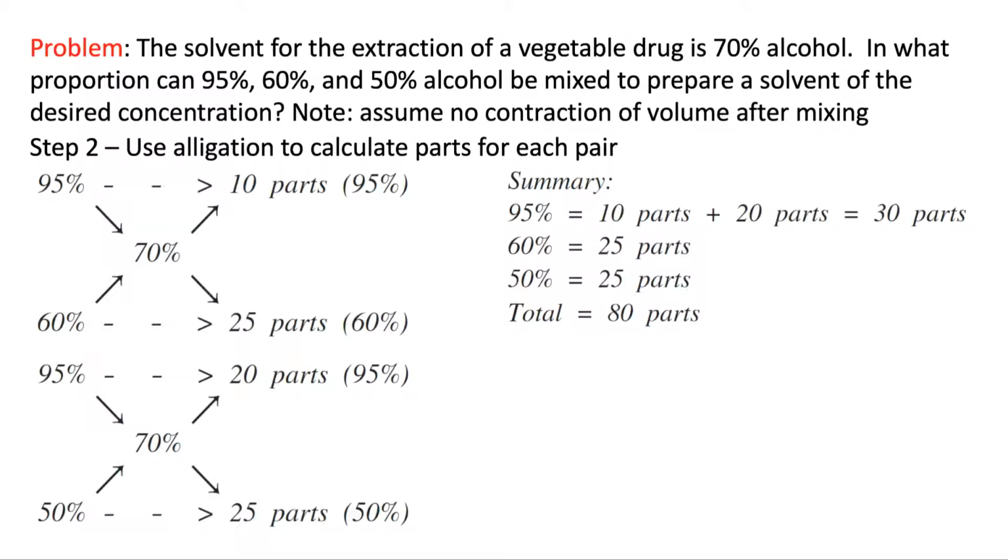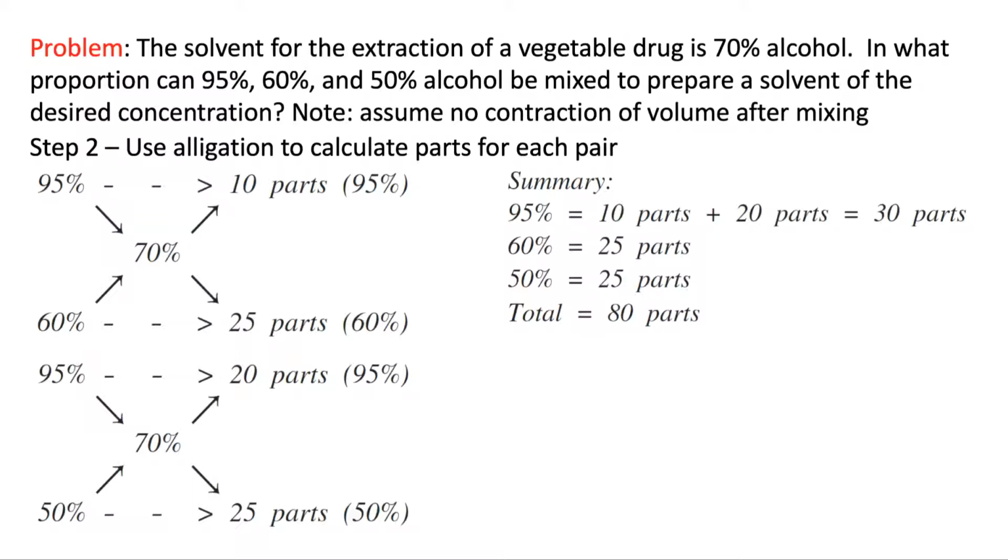Now, the 60% alcohol was only used in the one alligation pair, and it had a total of 25 parts. Likewise, for the 50% alcohol, it too was only used once in one alligation pair and had a total of 25 parts. And that's it. That's all three of our ingredients and the total number of parts from all of the alligations. So now let's add up those individual parts and get a total number of parts. So if we take 30 plus 25 plus 25, that total equals 80 parts. So our total number of parts will be 80 parts.